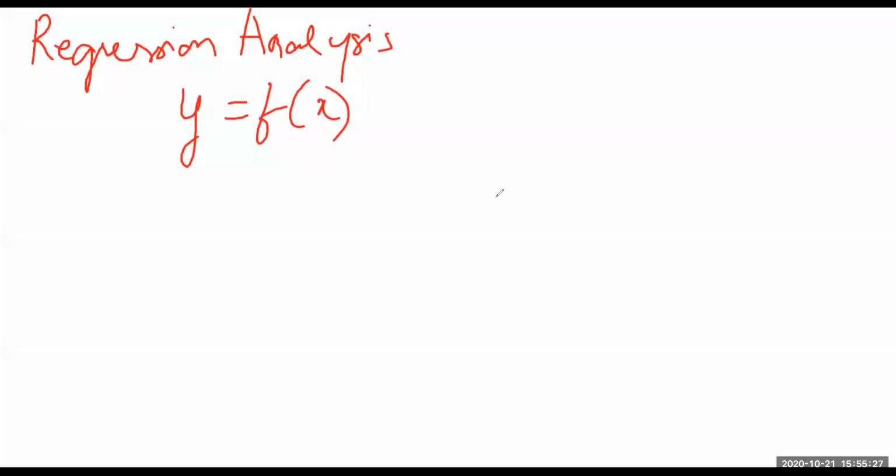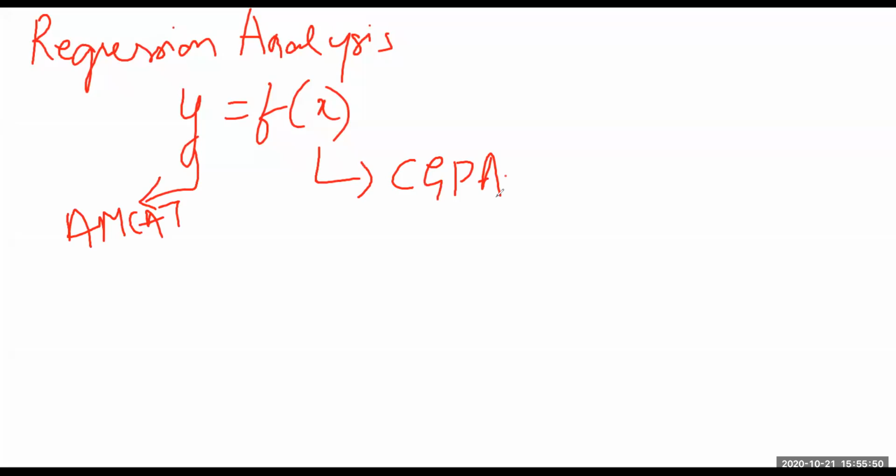So in this example of CGPA and the AMCAT score, X is nothing but the CGPA and the AMCAT score is nothing but Y. So we are trying to fit a model now. With respect to the model, AMCAT score is Y, and there's a function that connects X to Y.